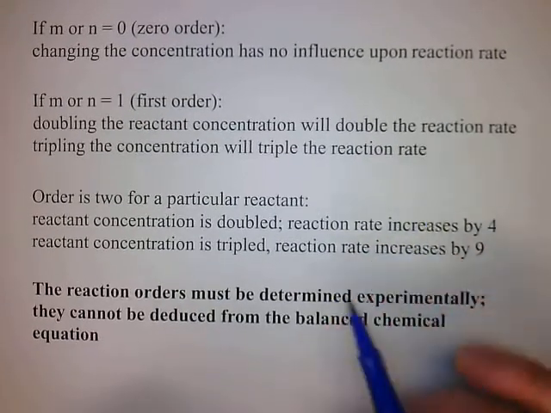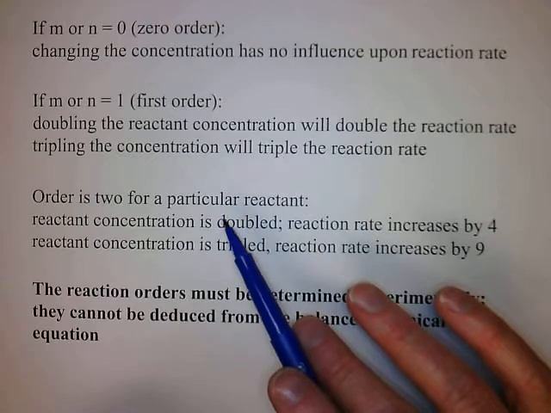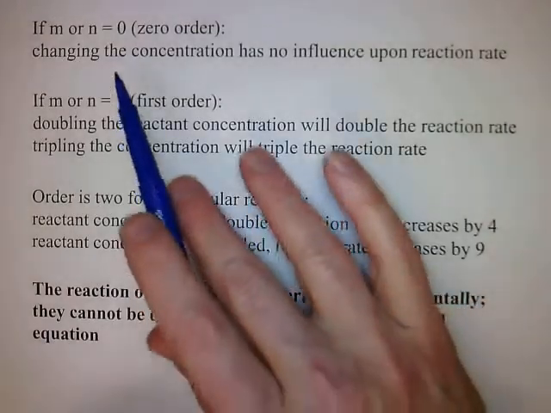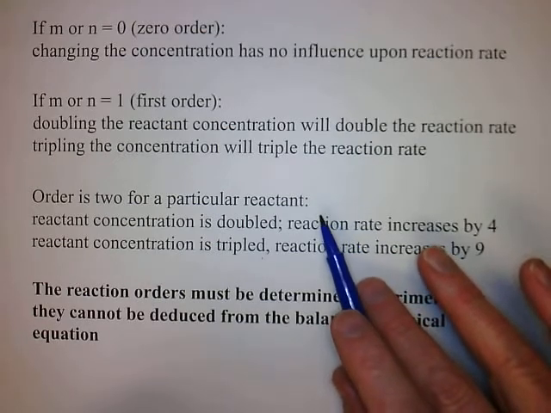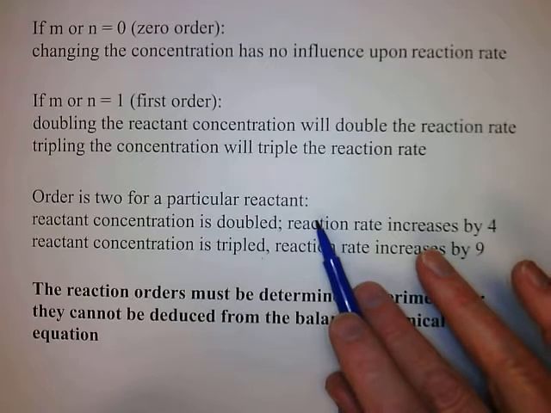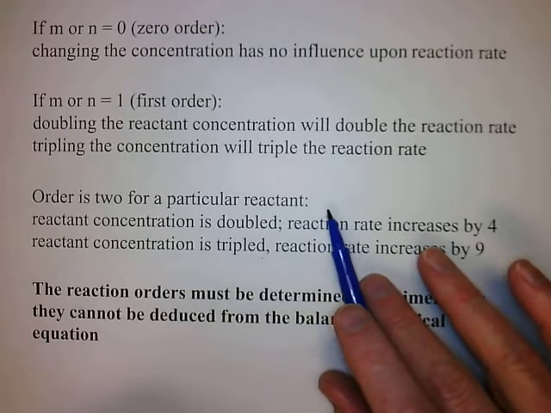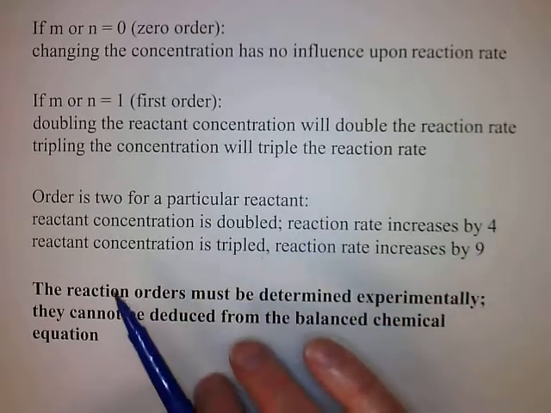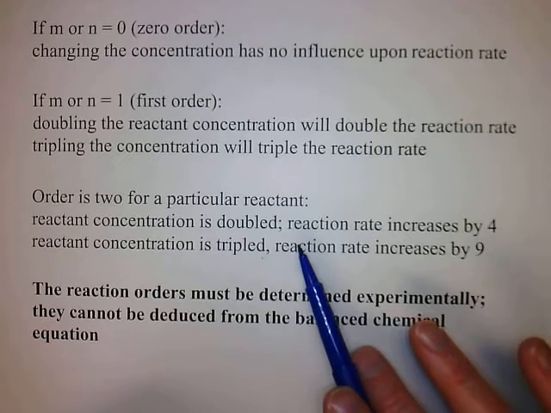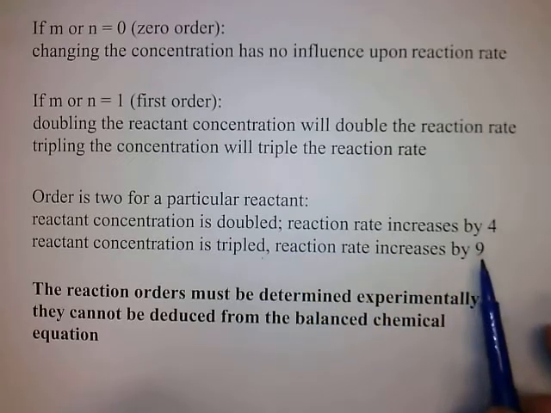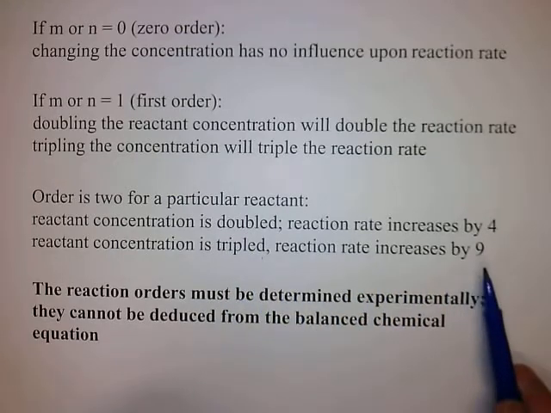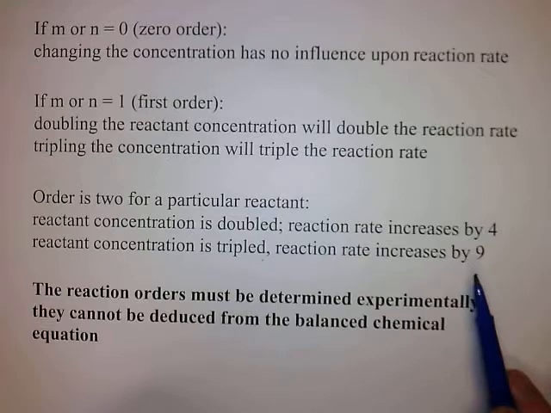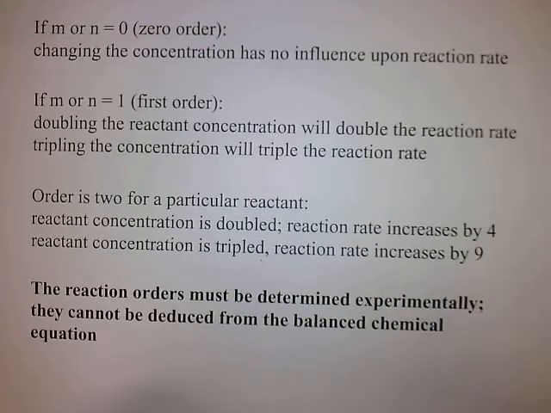Okay? Now, if the order is 2 for a particular reactant, in other words, if M or N is equal to 2, then we would have what's called a second order reaction. Okay, it's where the rate is proportional to the concentration raised to the second power. It's a square. So if the reactant concentration is doubled, the rate increases by 4. Okay, and if the reactant concentration is tripled, then the rate increases by 9. Right, because 3 squared is 9.